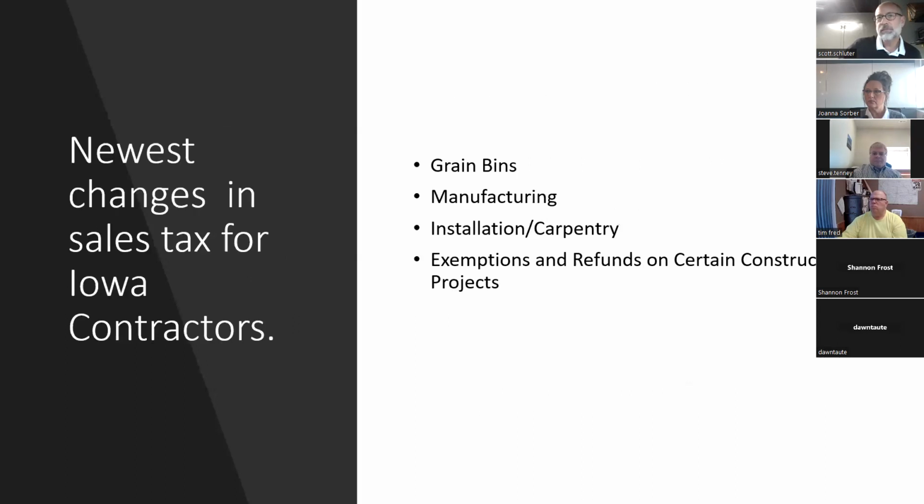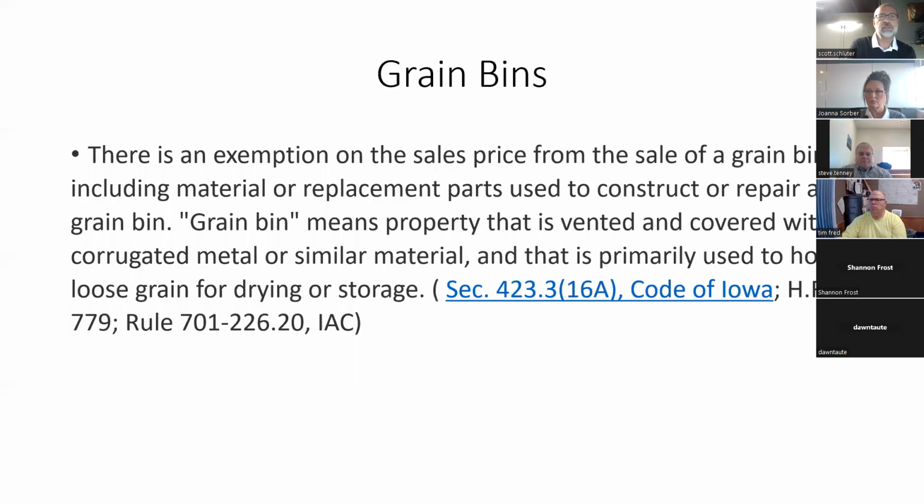Okay, next. So there haven't been a whole lot of updates in the last couple of years with the sales tax code as it relates to the construction industry in Iowa. Several years ago, the department made a ruling on grain bins. Go ahead, Joanna, and advance here. Yeah, if you can go to the next one as well. Thanks.